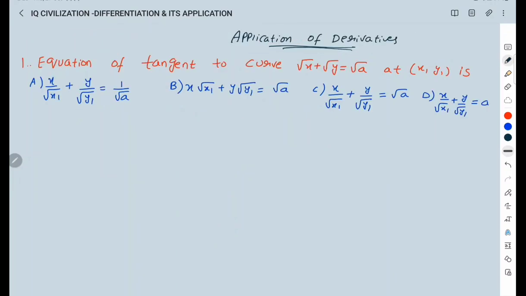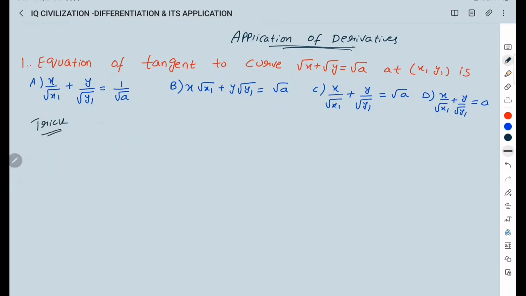Here we are doing applications of derivatives. So the first part is only differentiation models. Here it is its applications. So here the question is: the equation of the tangent to some curve is given at some point. So here is a small shortcut trick.